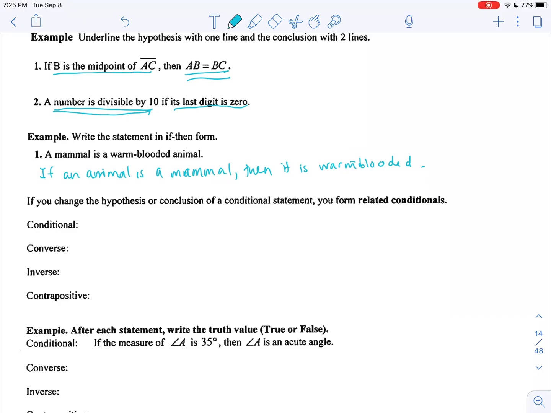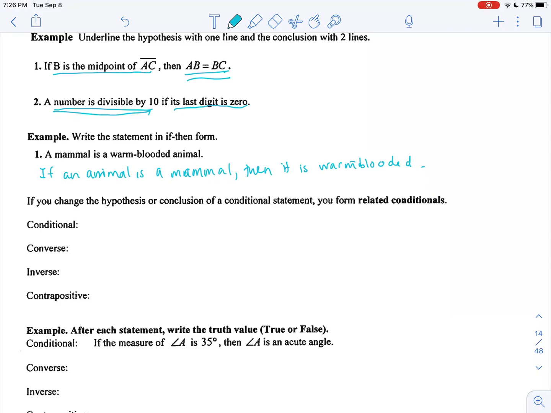When we're doing this part, if you change the hypothesis or conclusion of a conditional statement, you can form related conditionals. Related conditionals are important because certain statements are related to another statement which is true. The converse and inverse are related to each other, whereas the conditional and contrapositive are related to each other, and their relationship has what we call the same truth values. A truth value simply means that if one is true, the other must be true as well.